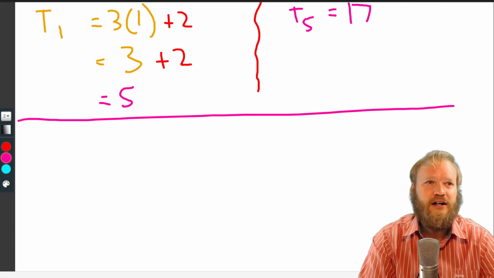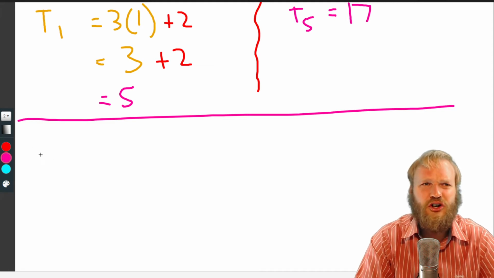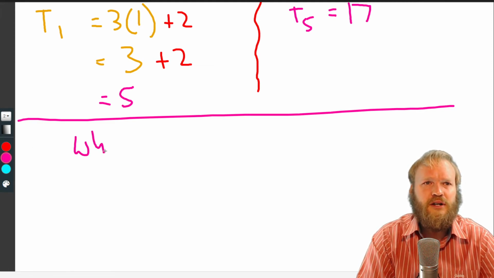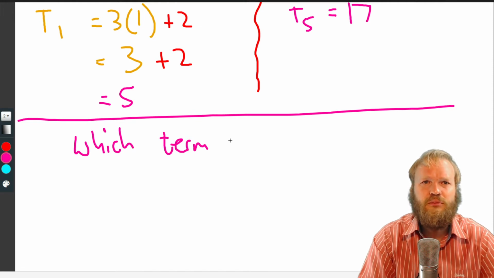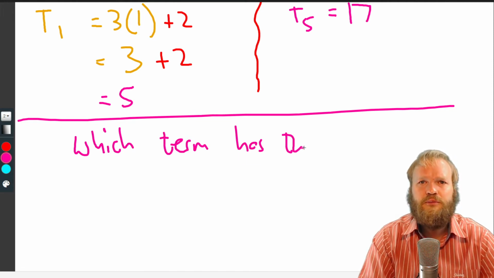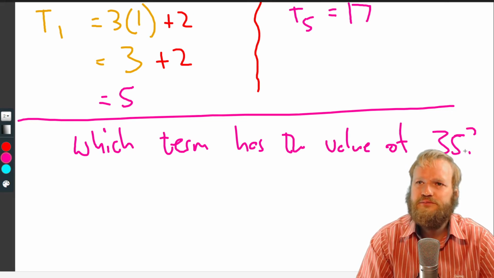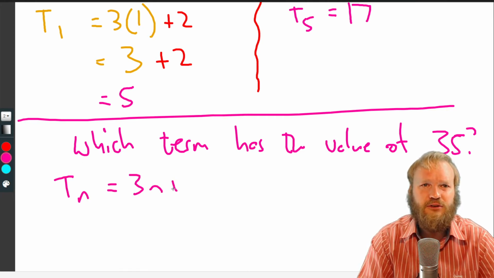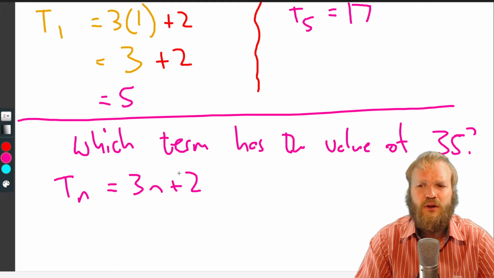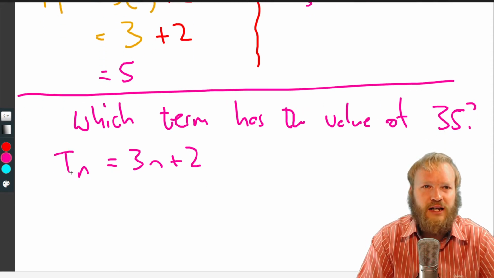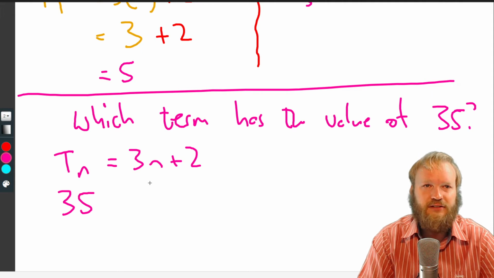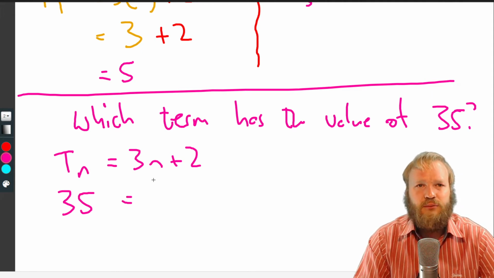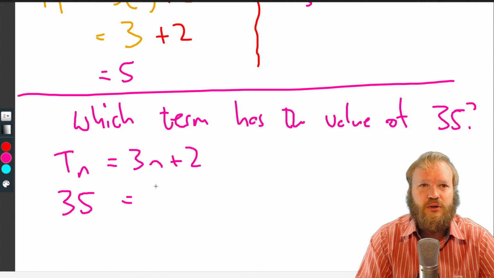And we can use our formula then to work out which term number is a particular value. So if I said to you, okay, which term has the value of, let's go 35. Now we're saying, well, we know that we've got this formula Tn equals 3n plus 2. So we know what the value of Tn is. We know that it's 35, but we don't know n this time. We don't know which number term it is.